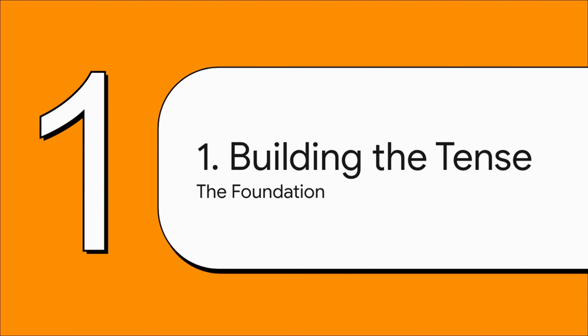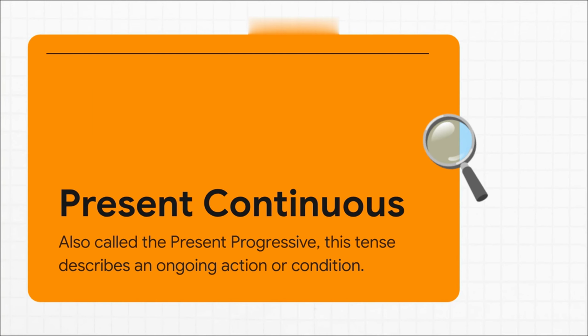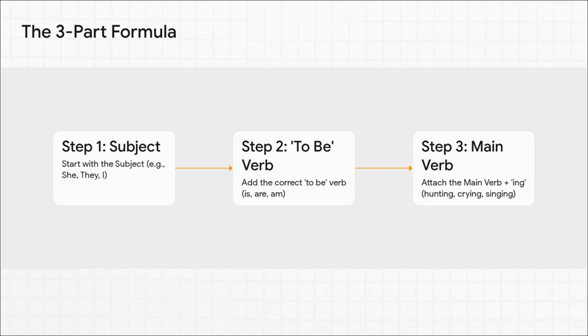Okay, first things first, let's look at how to actually build this tense. And the good news is it all comes down to a really simple three-part formula. Now, you might hear it called the present progressive sometimes, but don't worry, they mean the exact same thing. And honestly, the name says it all. It's all about what's happening right now, what's currently in progress. The recipe is always the same, just three parts.